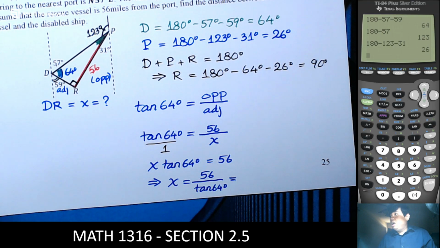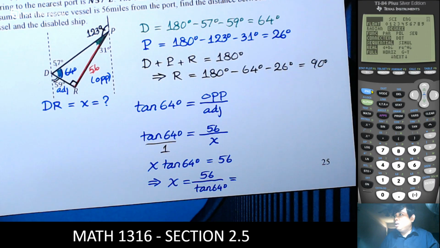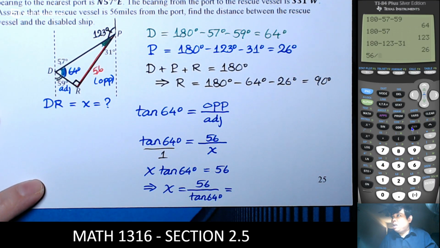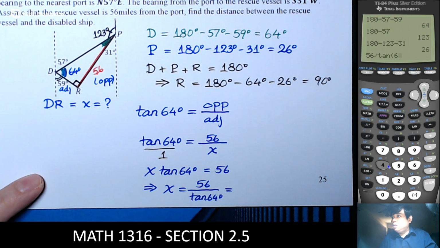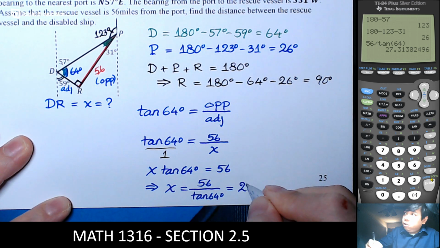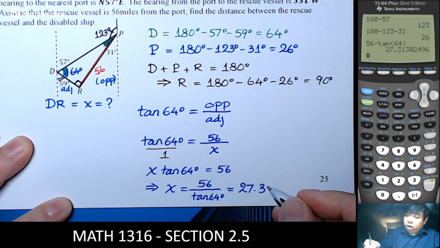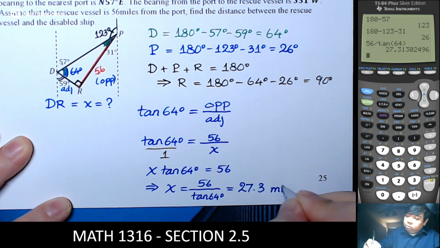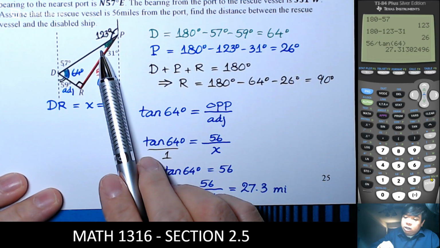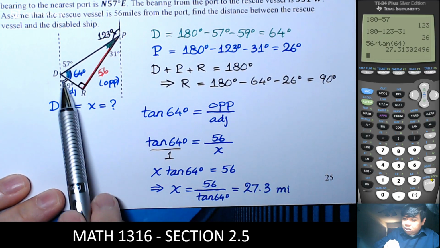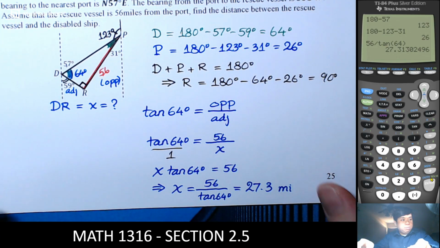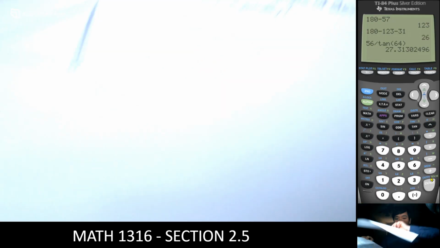Again, every time it is in degrees, make sure your calculator is in degree mode. Otherwise, it should be in radian. Right, 56 divided by tangent of 64 degrees, and that would be 27.3 miles. It looks reasonable though. Angle 26 is smaller than 64, so this distance has to be smaller than 56. Right. Next, moving on.